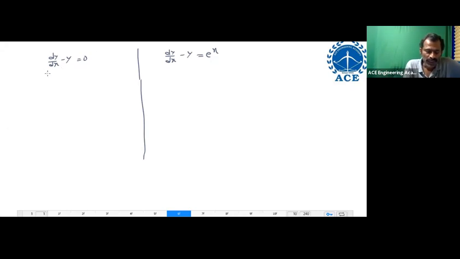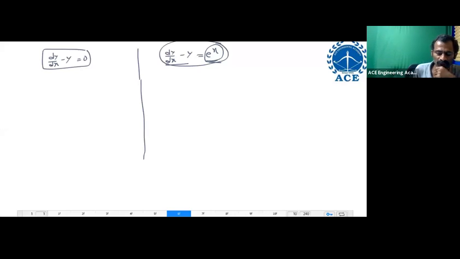Now, the first one, dy by dx minus y equals 0, is a homogeneous equation because all terms are with the derivative and the dependent variable y. There is no term without these two, y and dy by dx. That is why it is homogeneous. In the other equation, there is one term, e power x, free from both y and its derivative. That is the non-homogeneous part, and the total equation is a non-homogeneous equation. This is a linear homogeneous equation, this is a linear non-homogeneous equation.